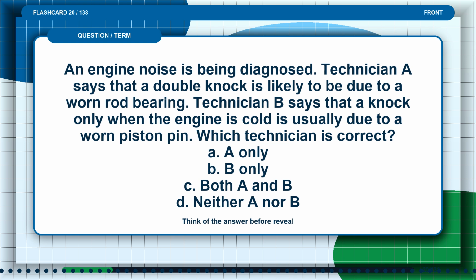Flashcard 20. An engine noise is being diagnosed. Technician A says that a double knock is likely to be due to a worn rod bearing. Technician B says that a knock only when the engine is cold is usually due to a worn piston pin. Which technician is correct? A. A only. B. B only. C. Both A and B. D. Neither A nor B. Pause and think of the answer before the reveal.